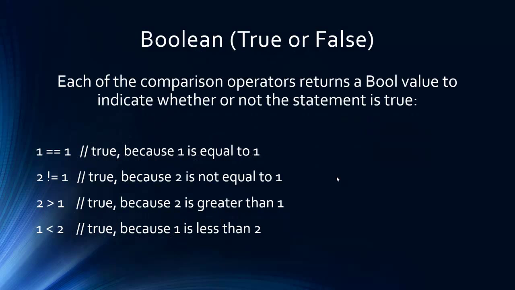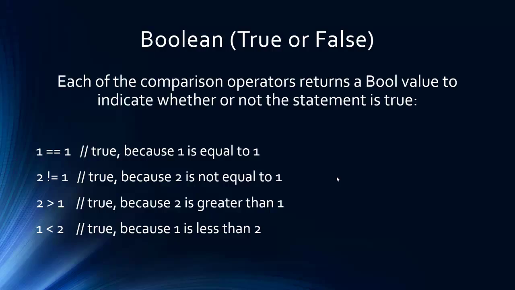All right, Boolean. Boolean is a true or false. And there are 2 specific operators that we talk about when we're dealing with Boolean. The first one is equals equals. 1 equals equals 1 would be marked as true because 1 is equal to 1. Now, if I do 2 and then exclamation point equals 1, that means 2 does not equal 1. And that would be true because obviously 2 does not equal 1.